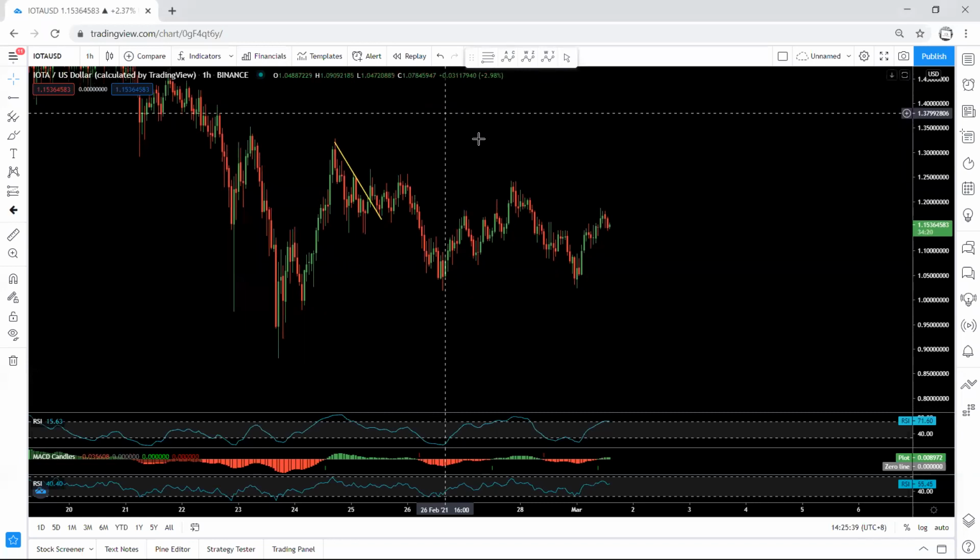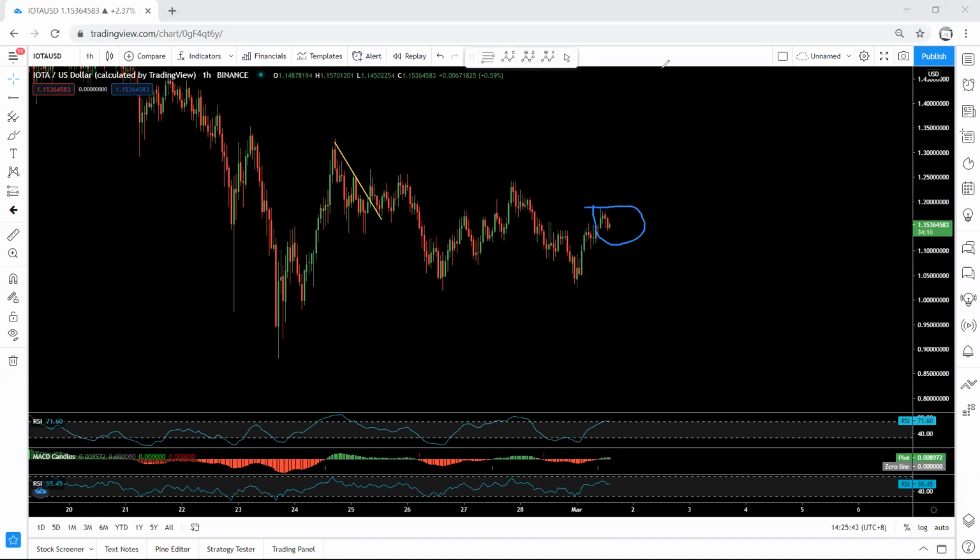Okay, by the way, we don't have any trade setup and it all depends on what we get here. In this case, we just follow the chart, and if I see any trade setup, then I will share.